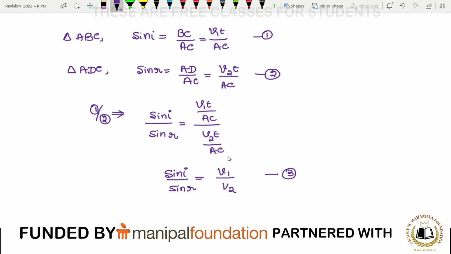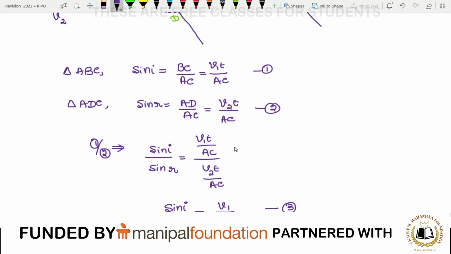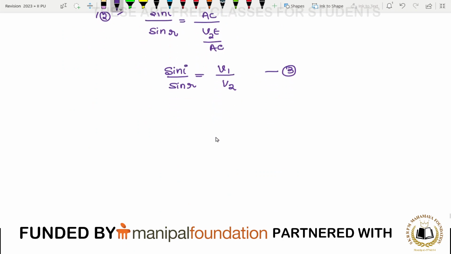Now Snell's law says sin I by sin R equal to N2 by N1. So now we should bring the refractive index formula. So medium 1, refractive index how much here? N1, and the formula is C by V. So we can write here N1 is equal to C by V1. Similarly, medium 2, N2 equal we can write as C by V2.